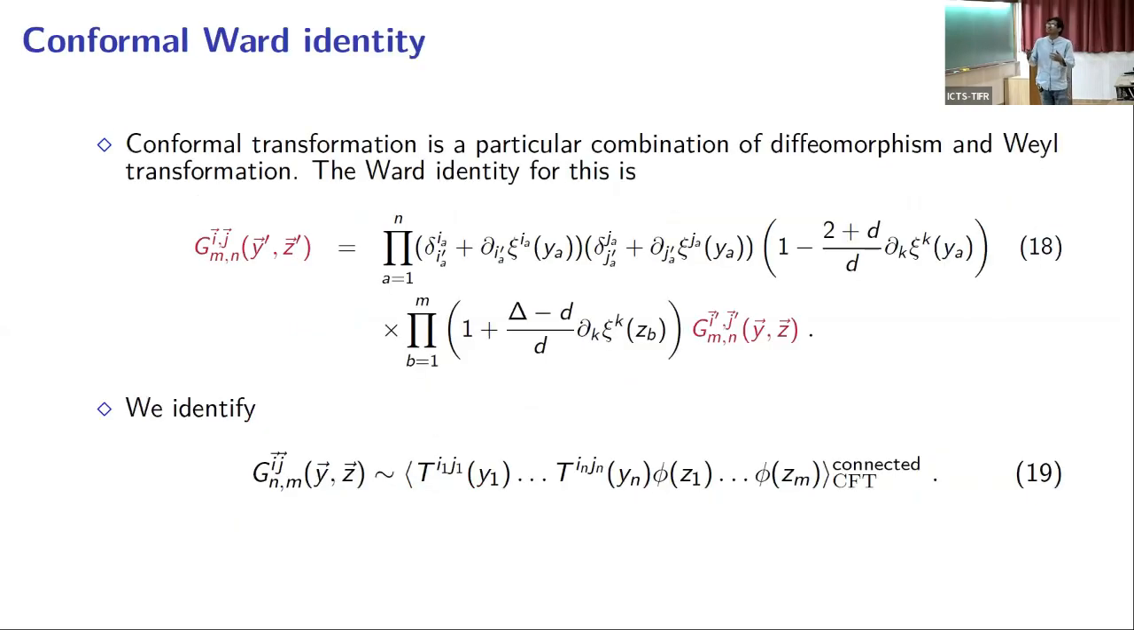And also this conformal Ward identity we can get from here, which is a particular combination of diffeomorphism and Weyl transformation. This only imposes some constraint on a single coefficient. It does not relate n to n+1. And with this Ward identity, we can go to the finite version of this transformation, and we can identify this G as actually some connected CFT correlation function.